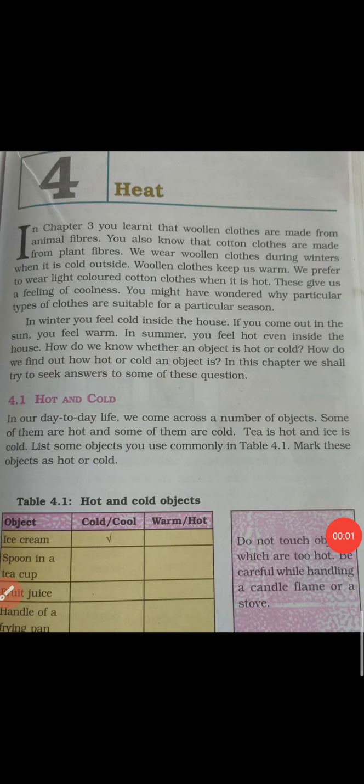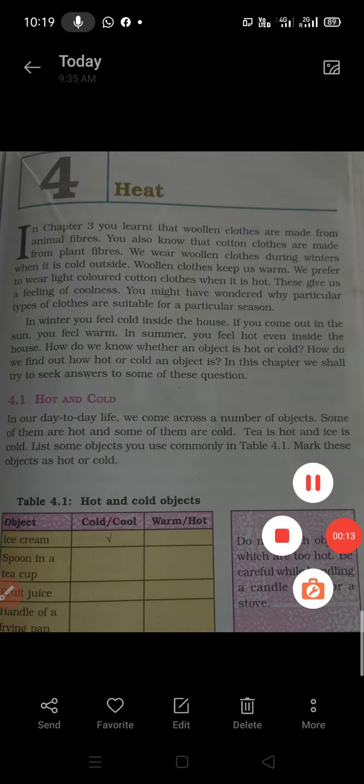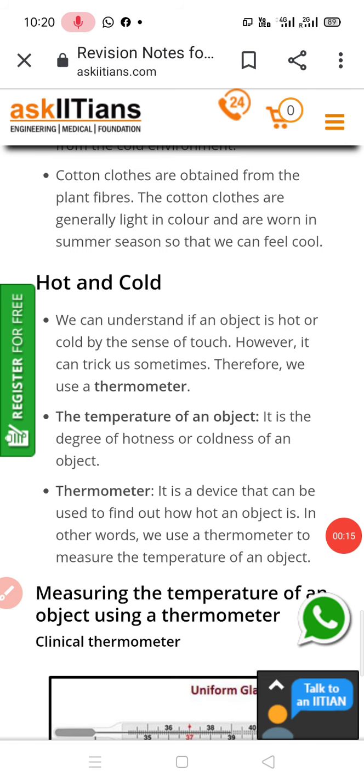Good morning, dear children. So, students, today we are going to start our next chapter, Heat. Chapter number 4, Heat. In this chapter, you will study about hot and cold things. You will identify hot and cold things.